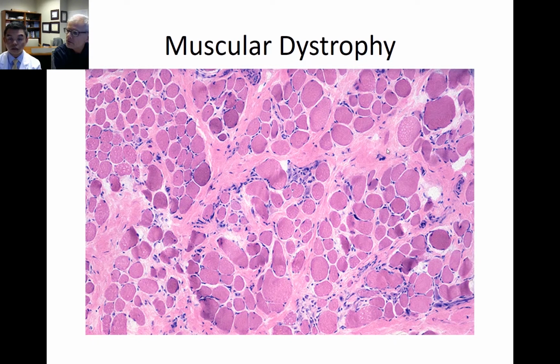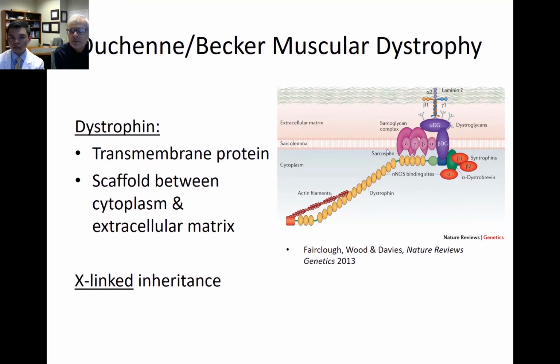So let's jump in and talk about muscular dystrophies a little bit more. And again, this picture, just so you understand, is more of a general idea of muscle issues. But let's talk about muscular dystrophies. We're going to talk specifically about dystrophinopathies first, and that refers to two diseases, Duchenne and Becker muscular dystrophy.